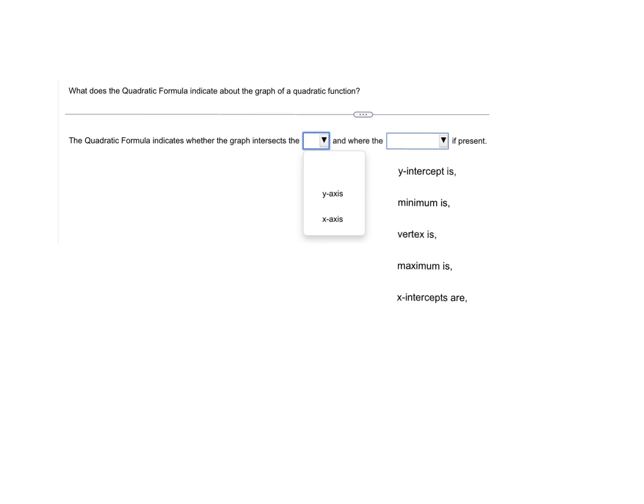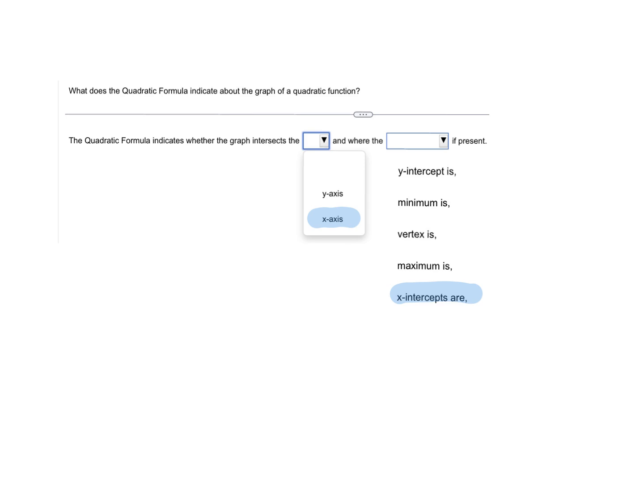Okay, so this question is asking what you understand about the quadratic formula and what it tells us. So the quadratic formula will tell us the x-intercepts. So if it's an x-intercept, it tells me where it's going to cross the x-axis. And what that tells me is what the x-intercepts are. So that's what the quadratic formula does.